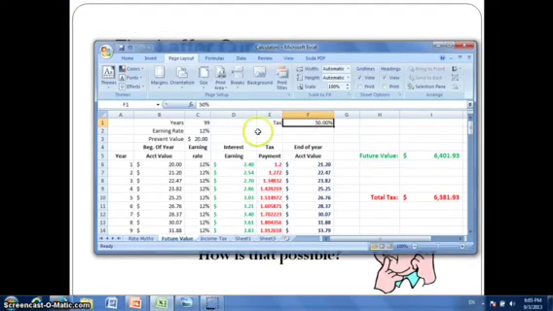Let's say that the tax now is 40%. Let's see what happens to the total tax. It goes up more than double. What will happen with 30%? It goes from 12,000 to 25,000. What will happen with 20%? It goes up to $43,000.